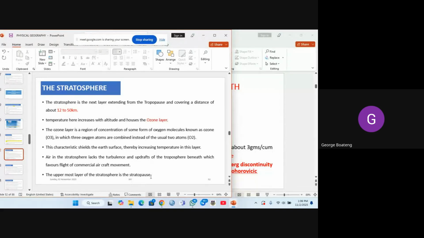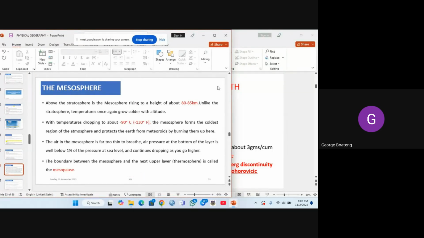the stratopause. The stratopause is the boundary separating the stratosphere from the next layer known as the mesosphere.